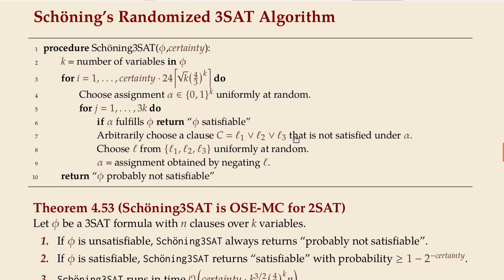We have the 3 literals. That's what I just sketched but didn't write down. You have the 3 literals instead of the 2. You pick one of those at random and change the assignment by negating one of those.